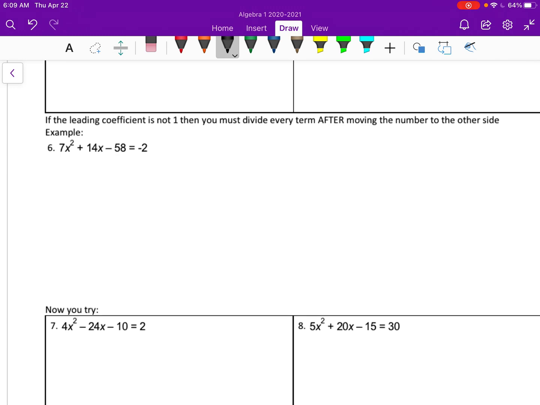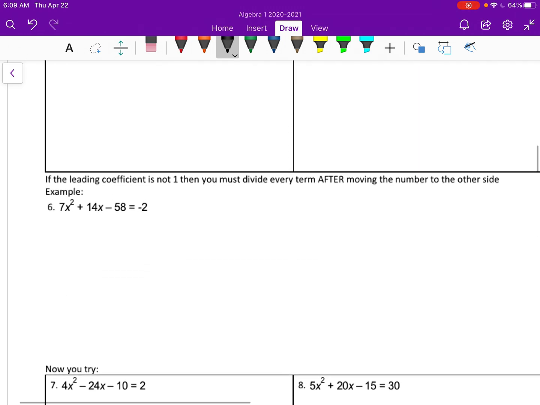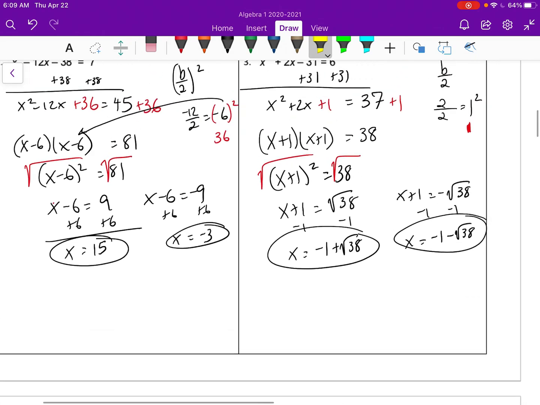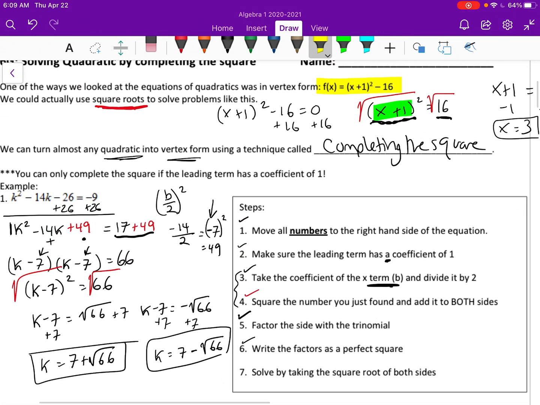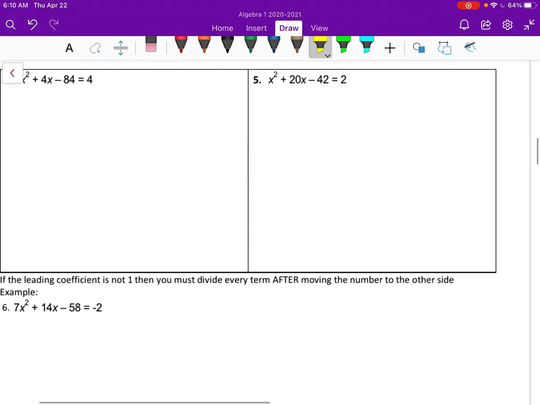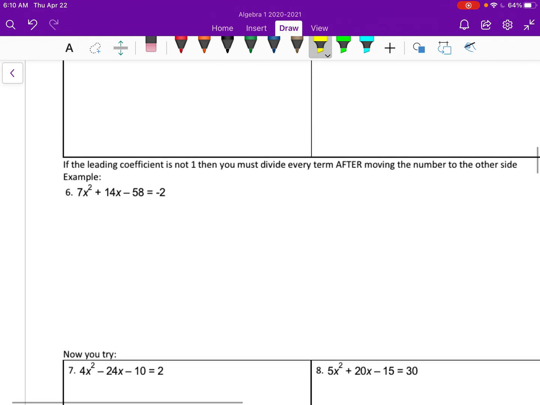All right, so number 6, this is one example. I'm going to do one example for you of what we do when the leading coefficient is not 1. Right, so back up here, step number 2, I said make sure the leading term has a coefficient of 1. Like, that's really important. This only works if you have a leading coefficient of 1. So let's see what happens if we don't. We're still going to do the same first step. We're going to add 58 to both sides. Ooh, I wrote 88, but there you go. So I got 7x squared plus 14x. And over here on the other side, I've got 56, I think.